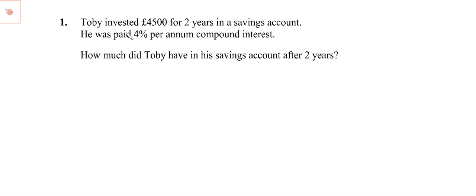Okay, so Toby invested £4,500 or dollars, whatever, for 2 years in a savings account. He was paid 4% per annum compound interest. How much did he have after his 2 years? So how do we work that out? So year 0 is 4,500. We are looking for year 1. How much did he get in year 2?